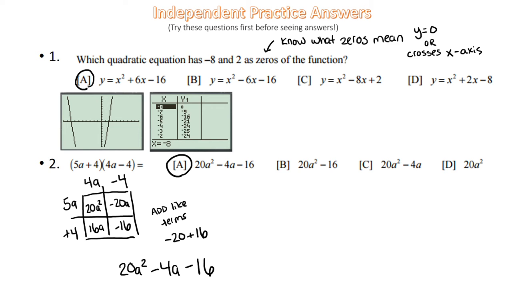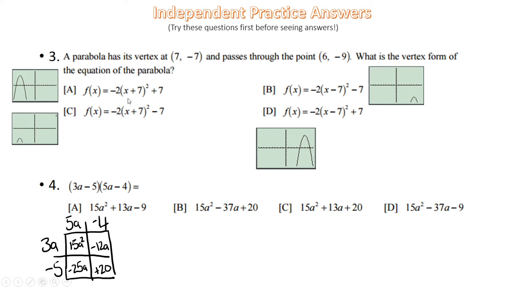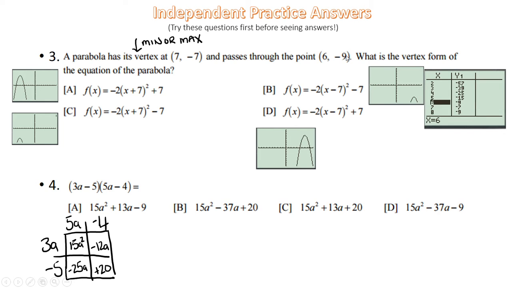All right, the next two. Number 3, if you were to graph each one of these, here's what the graphs look like. But we're looking for the vertex at (7, -7). So if you look at A, that looks like (-7, 7). It looks like it's flip-flopped, so A doesn't look right. If we look at B, (7, -7), that does look to be right. So then we would need to look at the table and see if it has (6, -9), which it does. So B is the right answer on number 3.